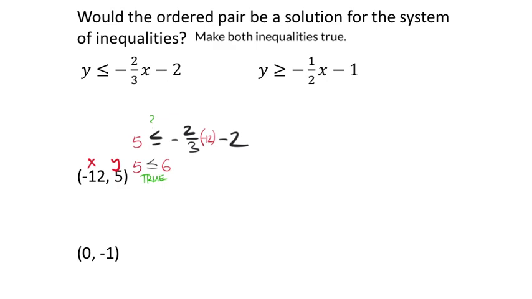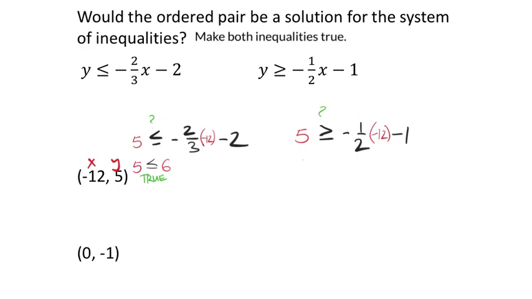So it makes the first equation true, but it has to make both equations true. We can't just check one, we've got to check the other as well. So the second equation, y is greater than or equal to negative 1/2 x minus 1. And we're going to do the same thing. We have the x value that is negative 12, so I take the x and replace it with negative 12. And then I take the y value and replace it with 5.